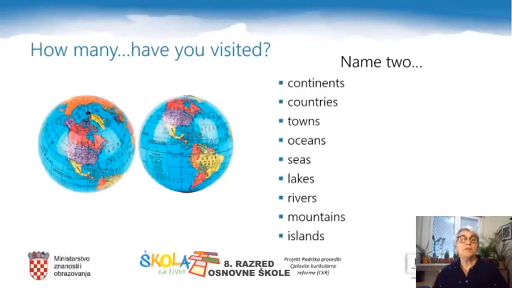We'll start with thinking about how much you already know about the world. How many have you visited? How many continents, how many countries? If you're working on this lesson in front of your computer, you can pause the video and do this exercise. Can you name 2 continents, 2 countries, 2 towns, 2 oceans, 2 seas, 2 lakes, 2 rivers, 2 mountains, and 2 islands? Pay attention to when you use the article with geographical names and when you don't need the article.